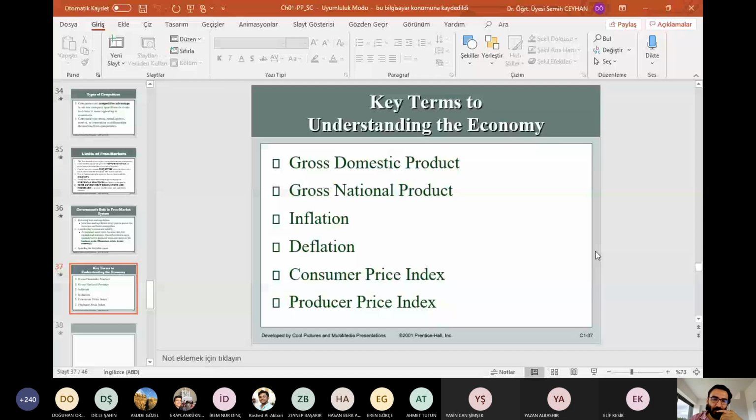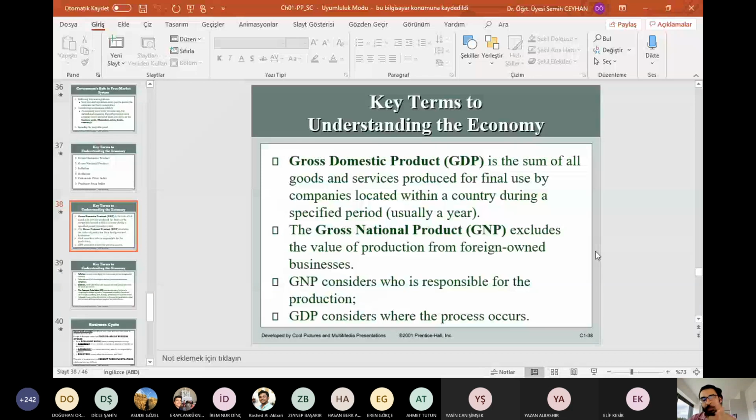Okay, then we can move on to key terms for understanding the economy. Gross domestic product, what is this? Gross domestic product is the sum of all goods and services produced for final use by companies located in a country during a specific period, usually a year. The gross national product excludes the production from foreign-owned businesses, okay? It is produced in Turkey, but it's produced by foreign companies. So we exclude them and then we have gross national product.